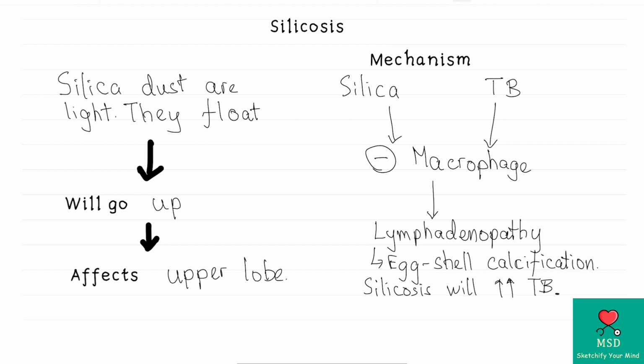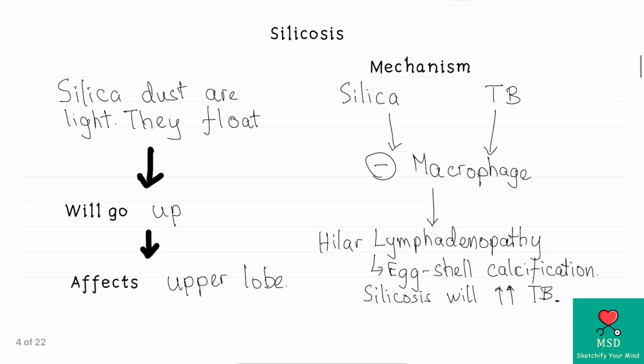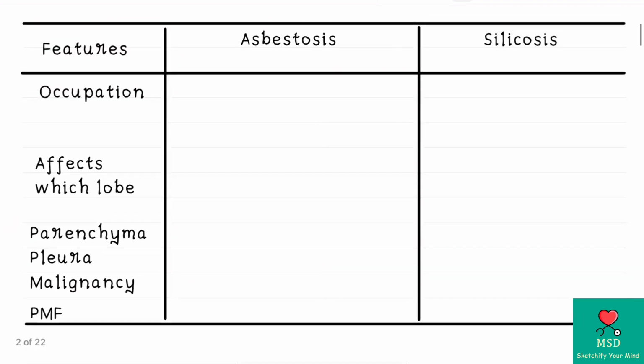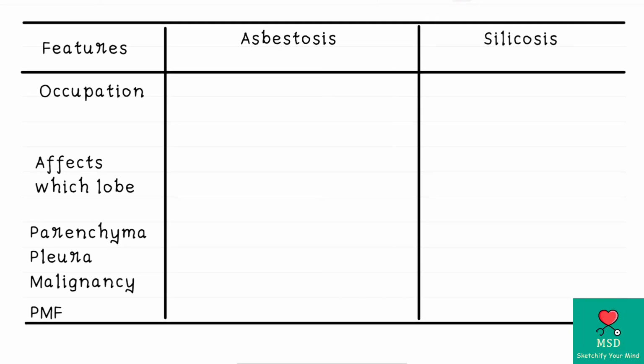So it will cause hilar lymphadenopathy. Okay, this is silicosis. Now we will see the difference. First we will see the asbestosis occupation. The occupation is the shipbuilding industry and construction workers.